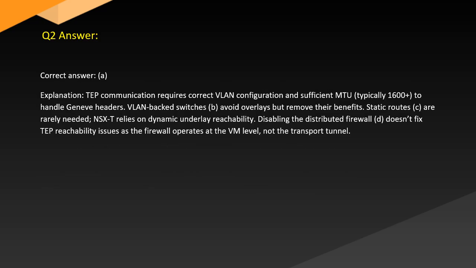Answer. Correct answer: A. Explanation. TEP communication requires correct VLAN configuration and sufficient MTU, typically 1600 plus, to handle Geneve headers. VLAN-backed switches, B, avoid overlays but remove their benefits. Static routes, C, are rarely needed. NSX-T relies on dynamic underlay reachability. Disabling the distributed firewall, D, doesn't fix TEP reachability issues, as the firewall operates at the VM level, not the transport tunnel.